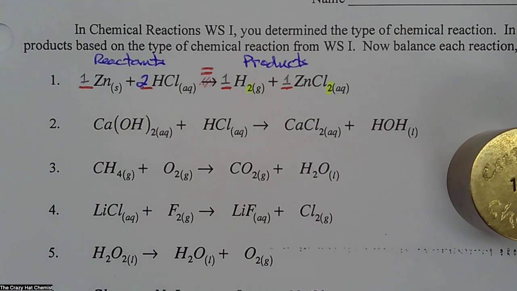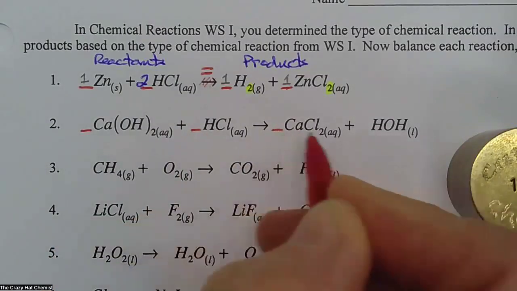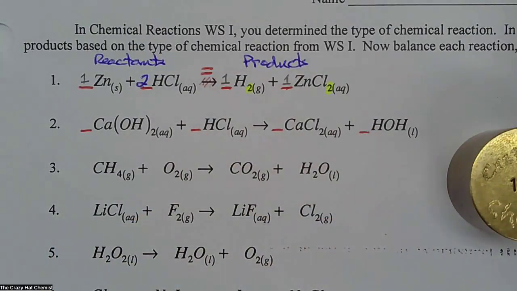So that's why I put those in pencil for you, so that you understand that you don't actually have to put those ones there. They are assumed if there's no number. All right, so let's move on to the second problem. I'm going to underline here where stoichiometric coefficients will be or should be.